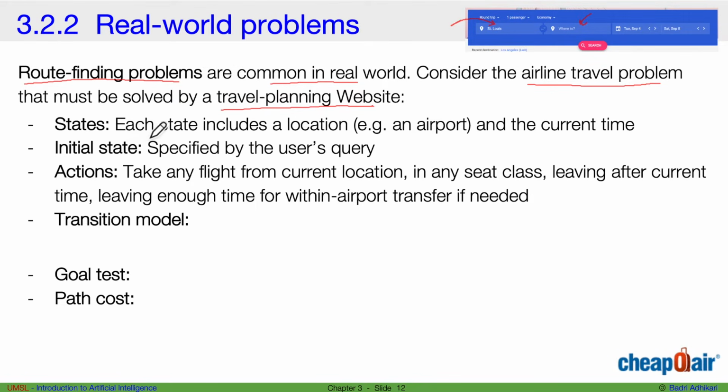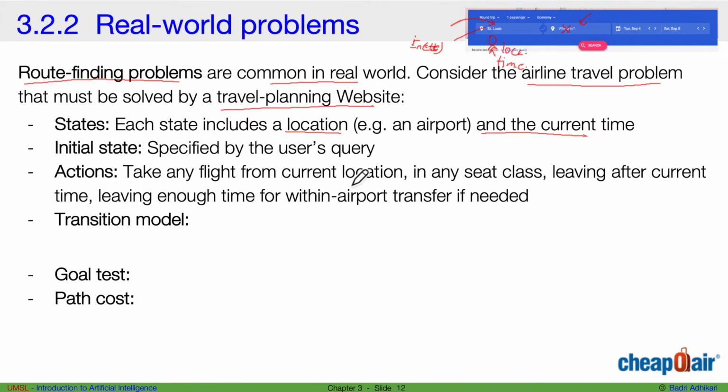Now the possible states: each state includes location and the current time. That is, where are you currently at? That is your location, and time. What time is it? Initial state is defined by the user's query. In other words, say for example, we are flying to city X from St. Louis, then our initial state will be in St. Louis and current time, whatever time it is.